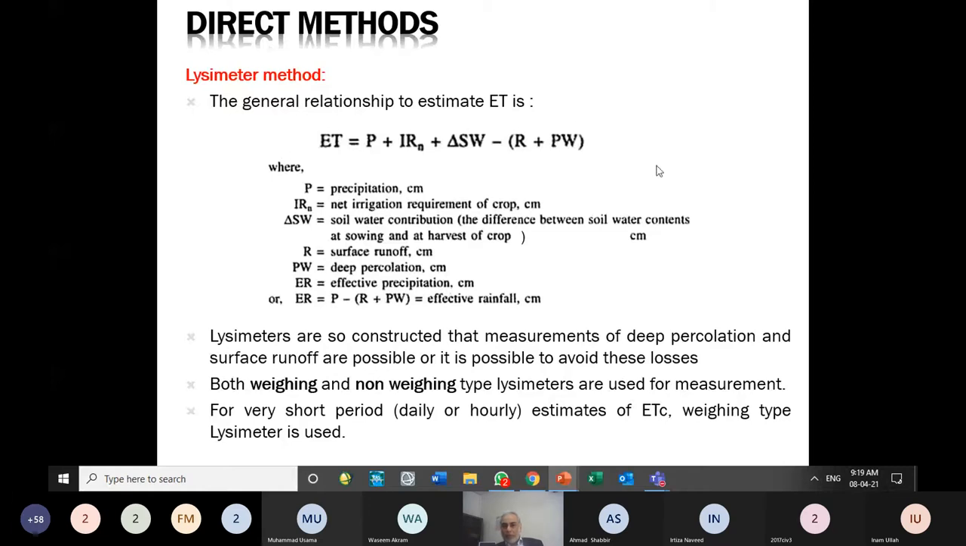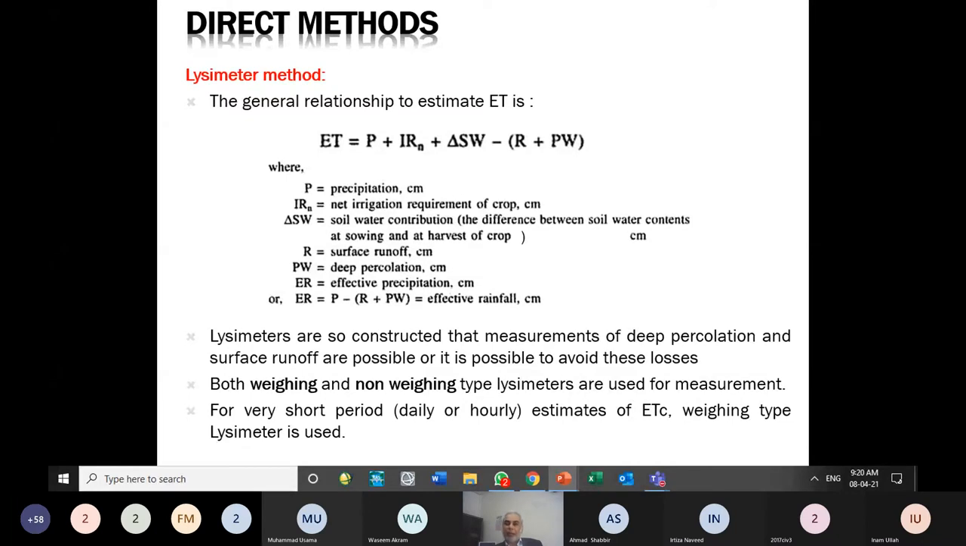So out of all these parameters, precipitation is measured through the rain gauge, irrigation we apply, so we measure the quantity of water. Change of soil moisture can be measured by measuring the soil moisture content from one time step to the next time step, and then converting it into the depth of water. We have a formula available which can convert moisture content in percentage into the amount of water present over there. This runoff and this deep percolation are also measured. The only thing which we cannot measure is this ET. So we calculate ET from this equation. All the remaining right-hand terms are measured on the lysimeter itself.